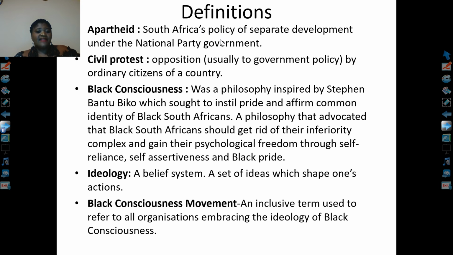Then the key one now, which is Black consciousness, around which this whole theme is centered. It was a philosophy that was inspired by Steve Biko, which sought to instill pride and affirm common identity of the Black South Africans. It was advocated by Steve Biko so that South Africans get rid of their inferiority complex and gain their psychological freedom through self-reliance, self-assertiveness, and Black pride.